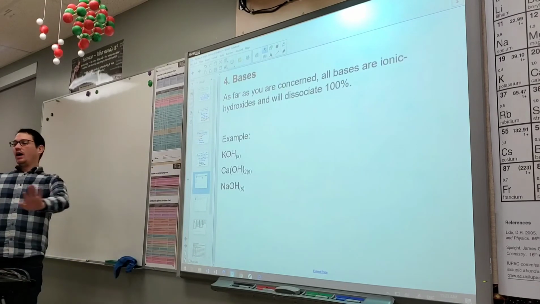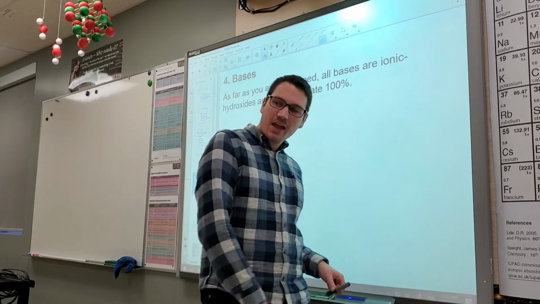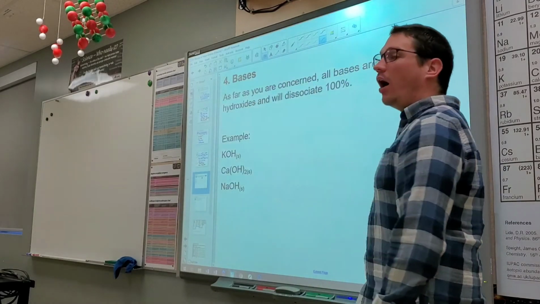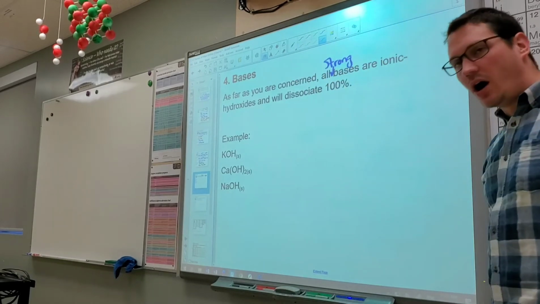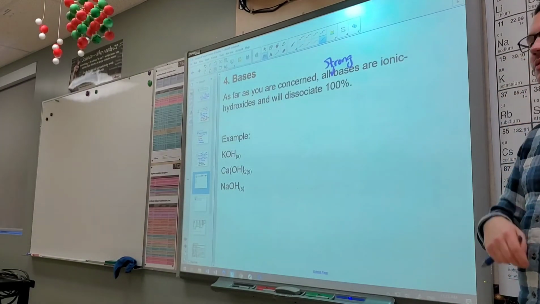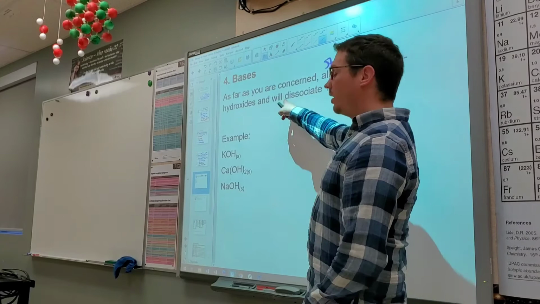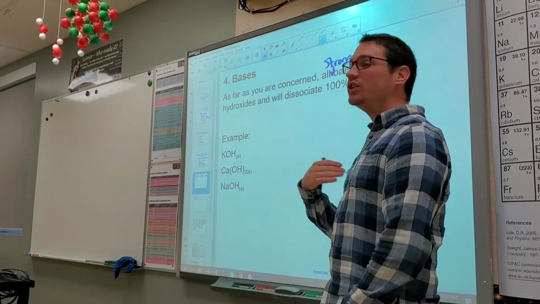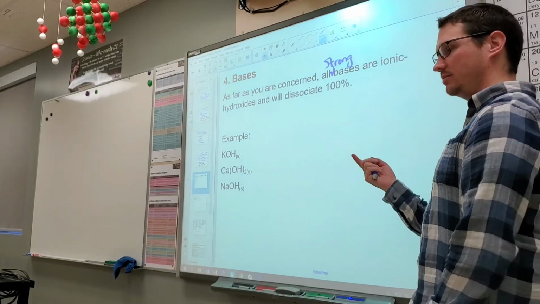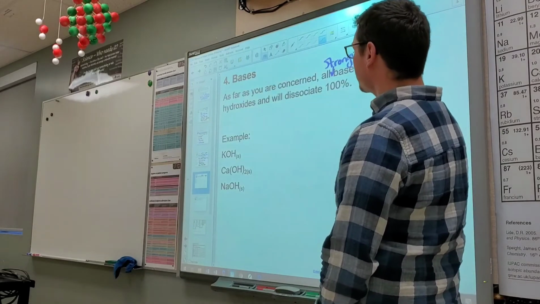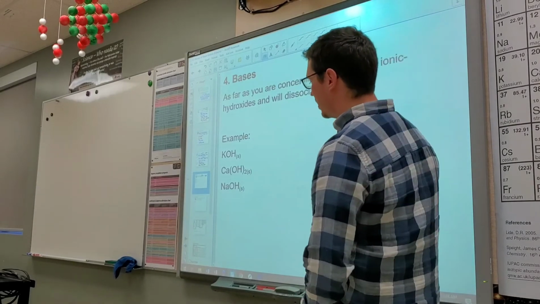Okay. This is a little bit contentious. Now you're just going to have to trust me when I say this. As far as you're concerned, all strong bases are ionic hydroxides. What that means is it's a metal with OHs attached to it. They will dissociate 100%. I need you to just accept that strong bases have hydroxide at the end. All of these have hydroxide and they will all dissociate. You just have to assume they dissociate 100%.